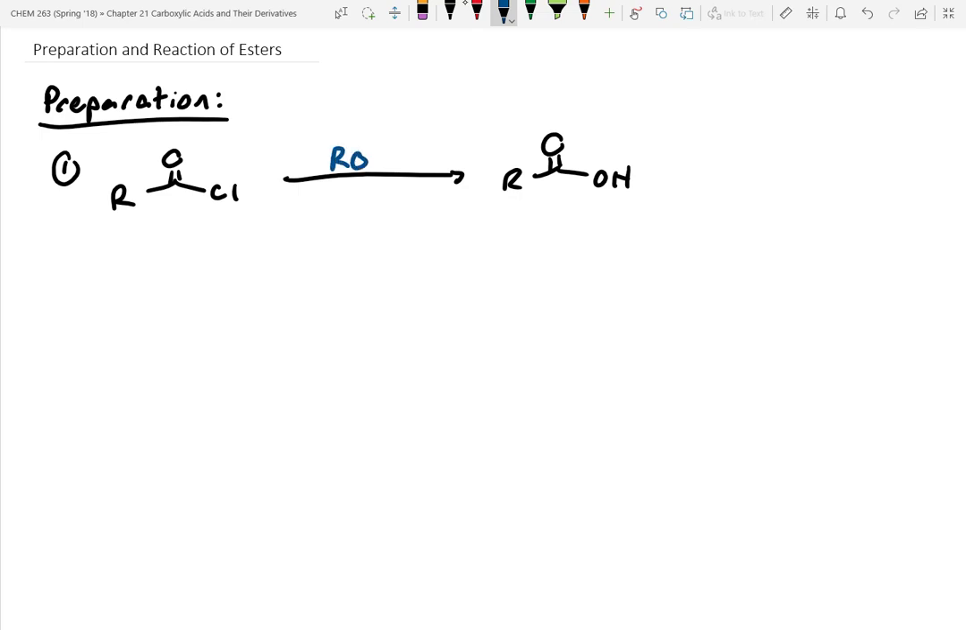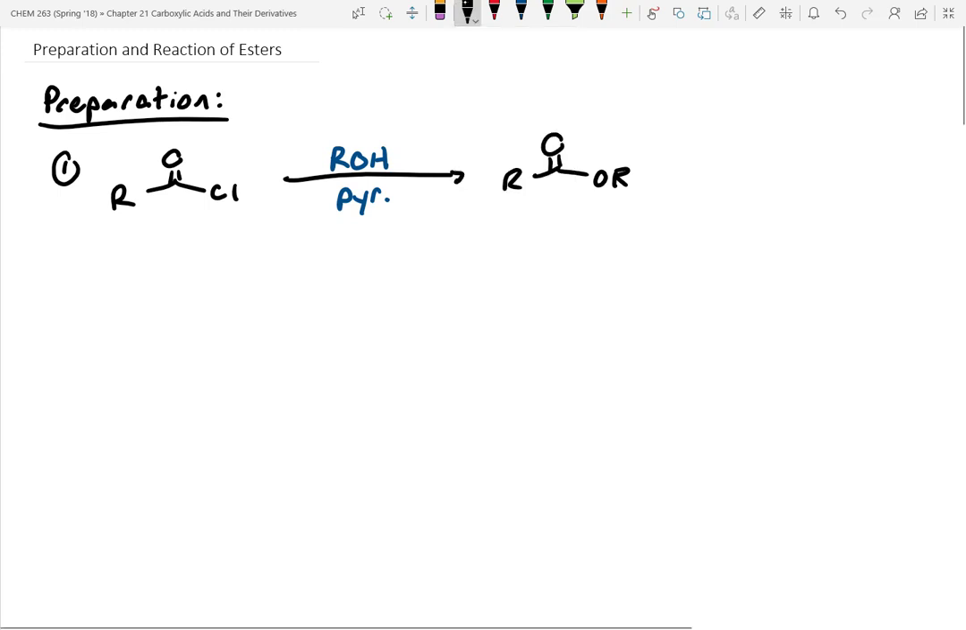Alcohol and usually pyridine or some other tertiary amine. So that's one easy way to make, oops, sorry, that should be an OR, not an OH. So that's one easy way to make an ester. Let's do it another way.